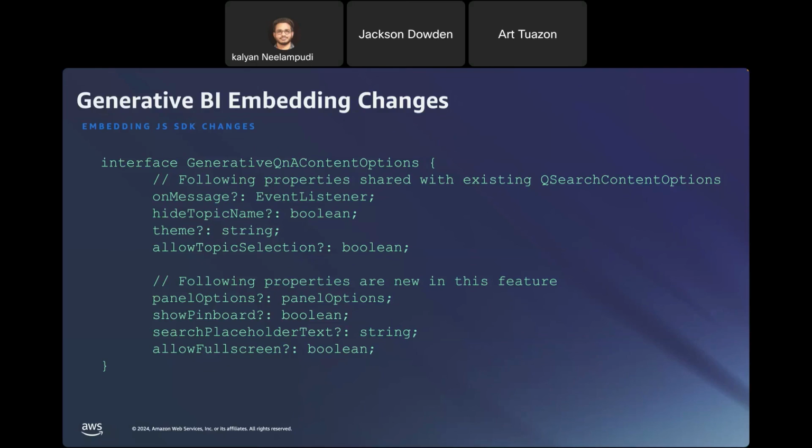So the first of these is the panel options property, which is where you select from two embedding modes, full and search bar. And we'll be looking closer at these options in the next slide. But the other options allow you to show or hide the pinboard, to set a placeholder text in the question bar, and to allow or restrict the ability to make the Q&A experience full screen.